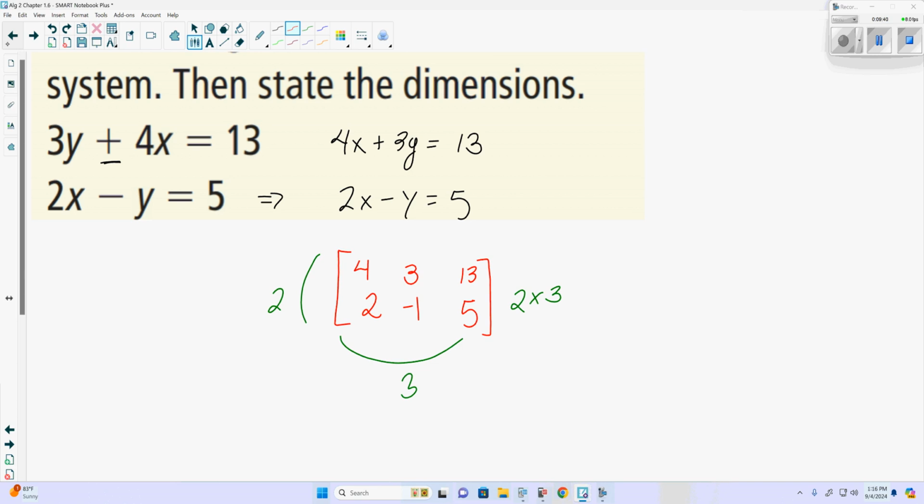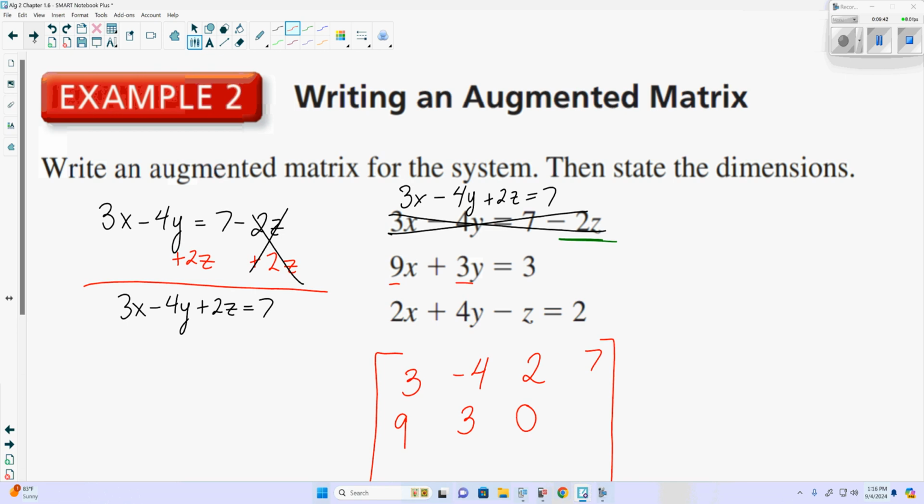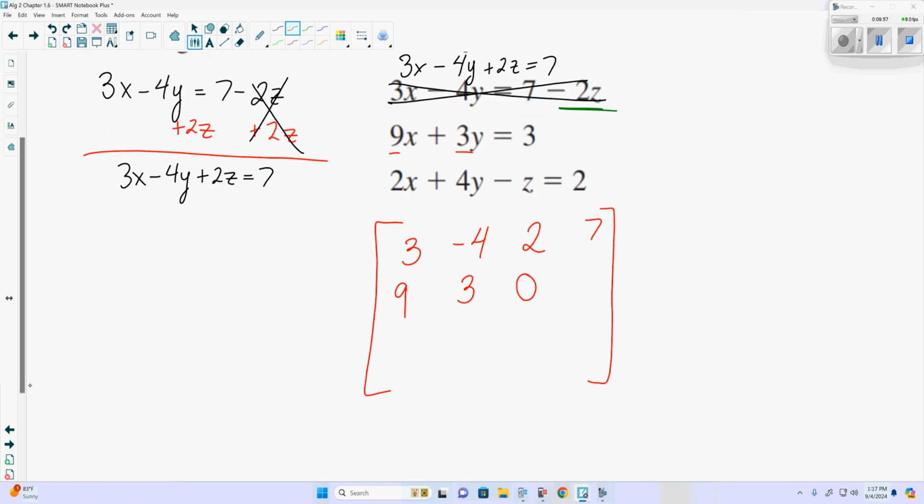If we look at the one we just did, does at least one of the equations have z? Yes, which means we have to fill in 0 for the others. If the variable shows up at least once in one of the equations, we need it in the others. And then this second one's equal to 3. The last one, x is 2, y is 4, z is -1, and it's equal to 2. Now what's the dimensions of this one here? 3 by 4.